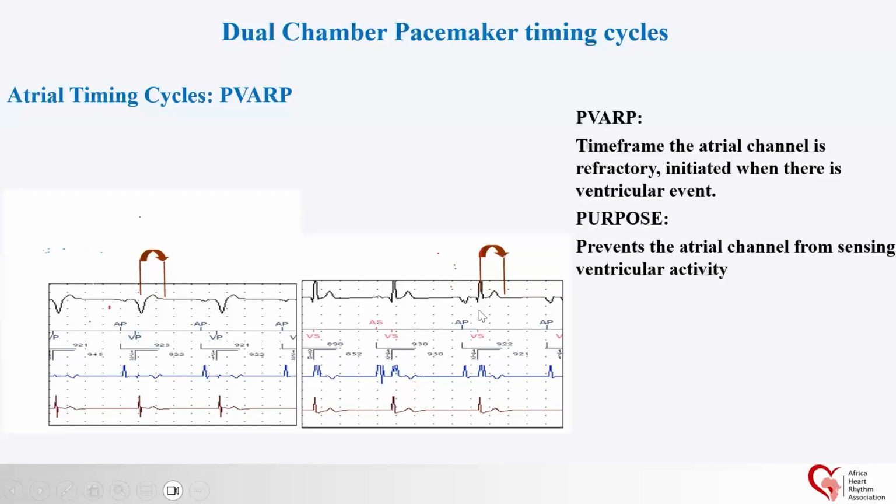Why we need this period is to avoid that the atrial channel senses something. That means when we have a ventricle event, we want to prevent the atrial channel from sensing something. Because if the atrial channel senses something, it will initiate an AV delay, and we don't need that. It's not a real atrial event. So to avoid this problem, we do a PVAR.